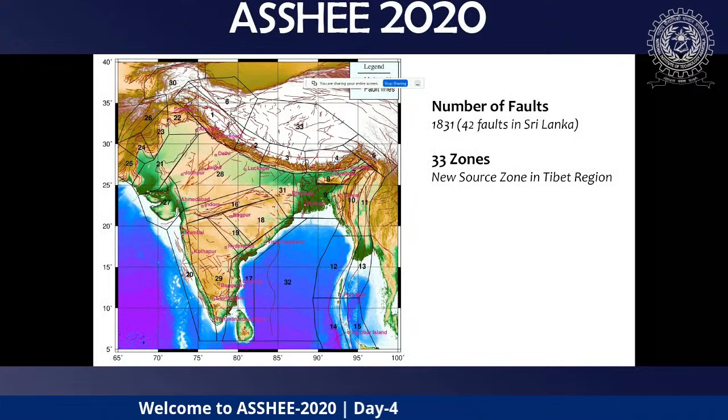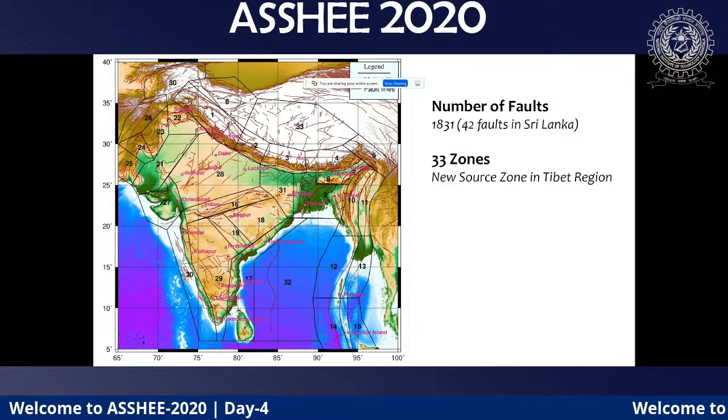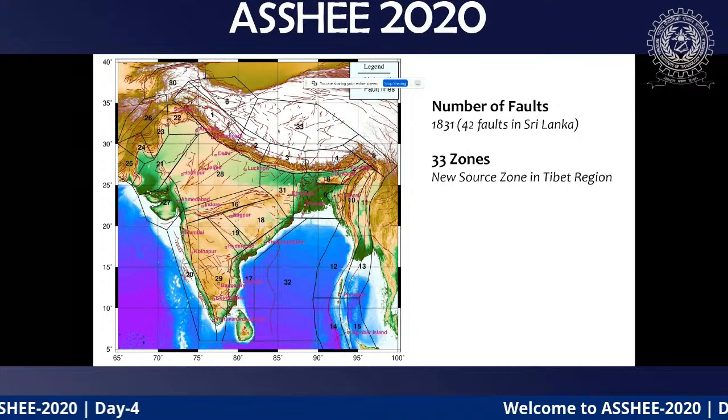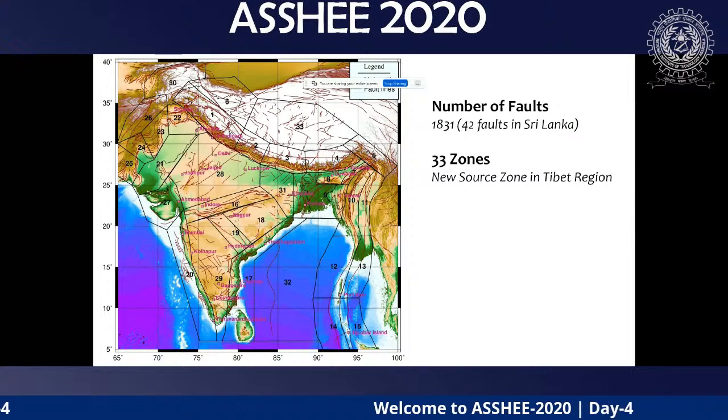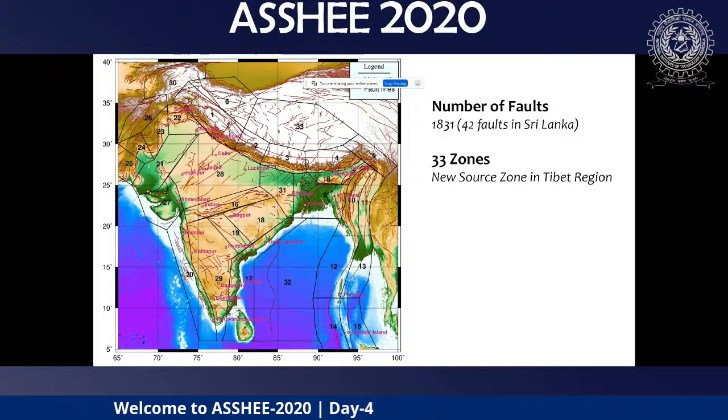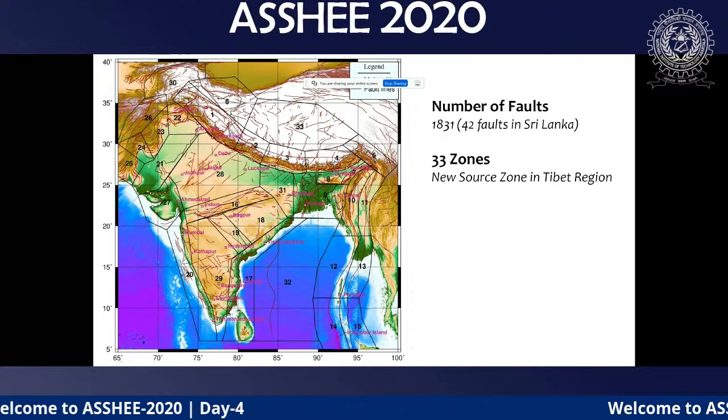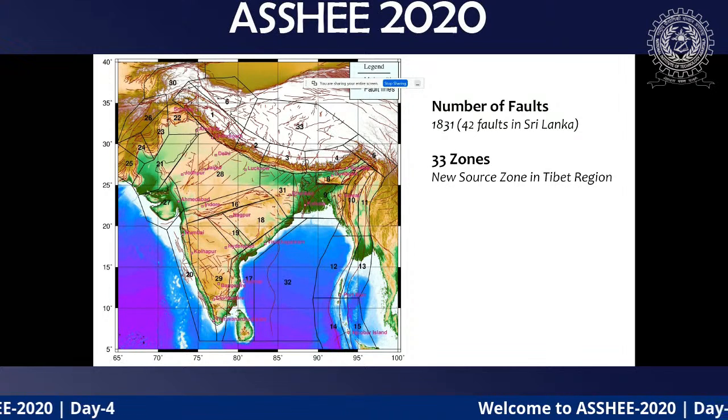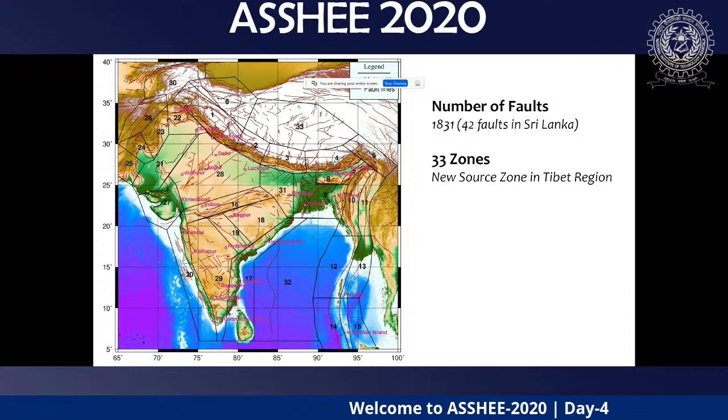So this is a fault map of India. I think tomorrow Dr. Sujit Dasgupta of GSI is going to show you. This is a fault map given by the Geological Survey of India. We have included the faults even in the Tibetan region itself. We broadly divided them into 30 broad source zones.